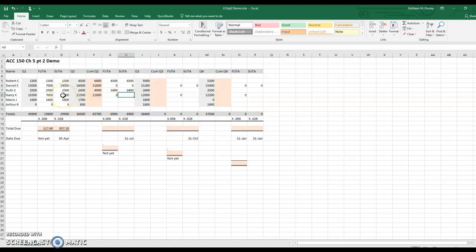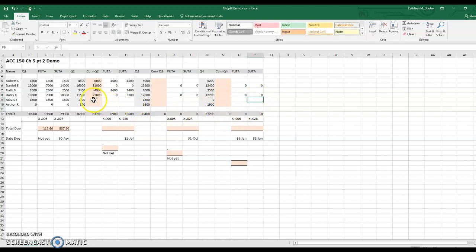Now for SUTA, back in the first quarter, we did not yet hit the maximum. We had 10,300. So we have 14,000, and we subtract the 10,300. That's 3,700 left to go to hit the maximum. So out of his 11,500 of this quarter, 3,700 is going to be taxable for SUTA, and the rest is not taxable.